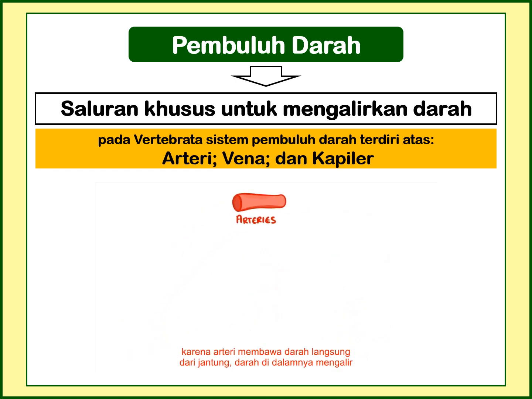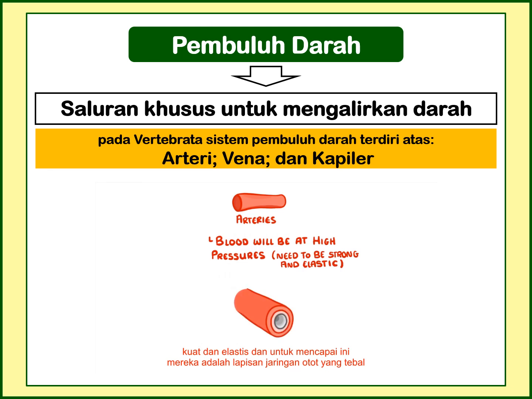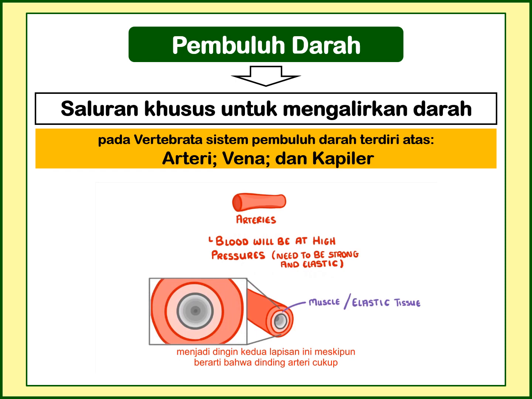As arteries carry blood directly from the heart, the blood inside them is going to be at really high pressures, because it's just been pumped out by the ventricles. In order to bear these high pressures, the arteries need to be both strong and elastic. To achieve this, they have a thick layer of muscle tissue to keep them strong, and a thick layer of elastic tissue so that they can stretch and recoil. These two layers, though, mean that the wall of the artery is quite thick when compared to its lumen, which is what we call the hole or space in the middle of the vessel.